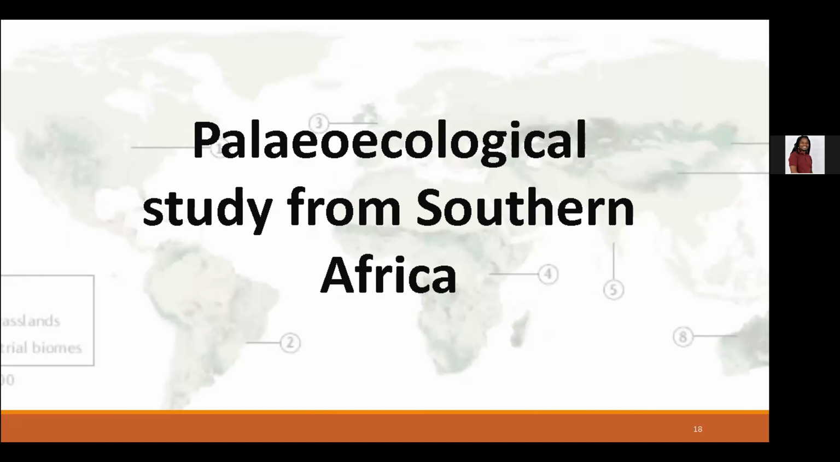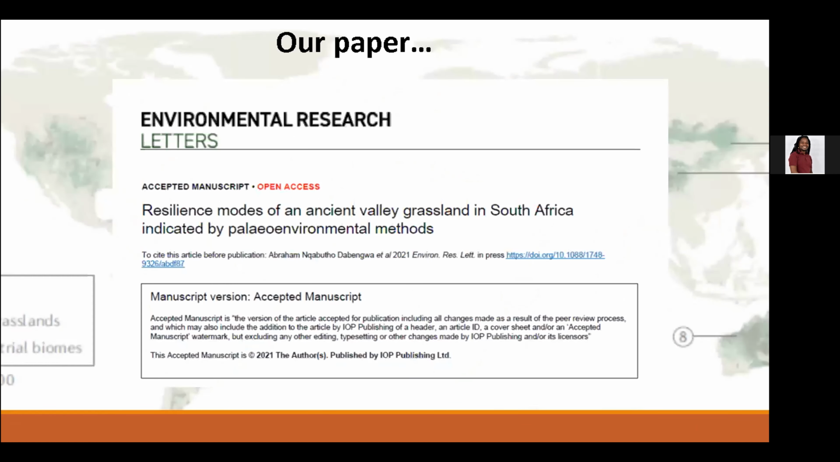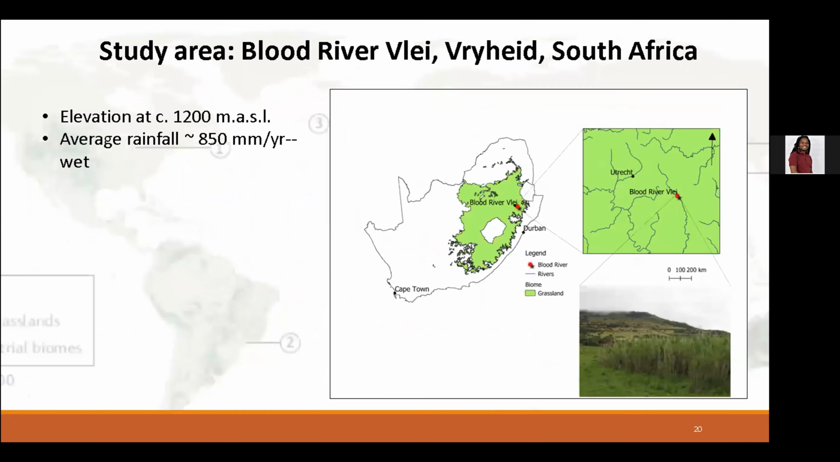So let's look at an example from Southern Africa. This is our paper that summarizes the study that I'm going to give. But today I'm going to go a bit more in depth compared to what we outlined here because of word limitations. This study was done in Blood River Vlei, in South Africa.